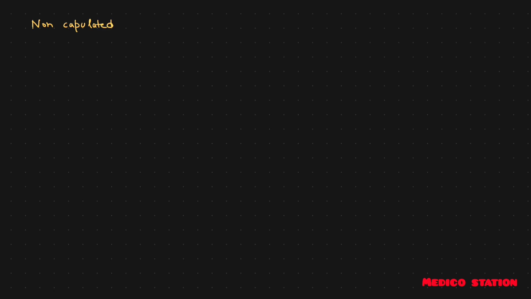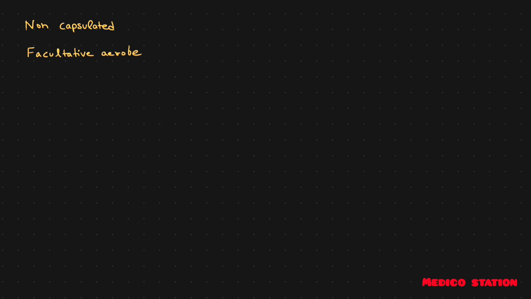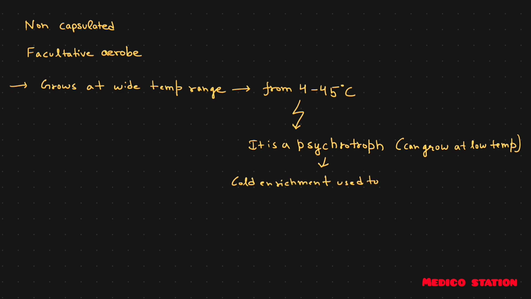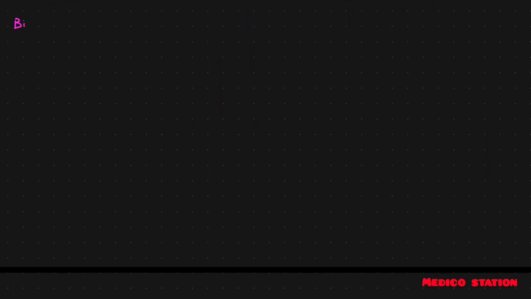It is non-capsulated. It is a facultative aerobe. It grows at a wide temperature range from 4 to 45 degrees Celsius. It is a psychrotroph, which means it can survive at low temperatures. Therefore, cold enrichment is used to isolate it from others, as they cannot tolerate such low temperatures. Biochemical reactions: it is catalase positive and CAMP test is positive.